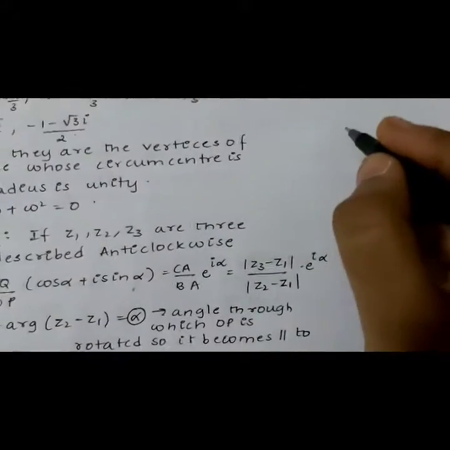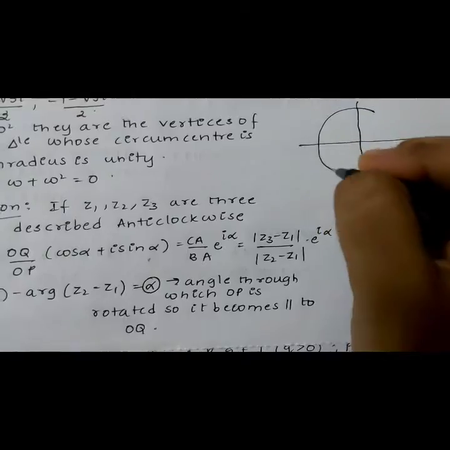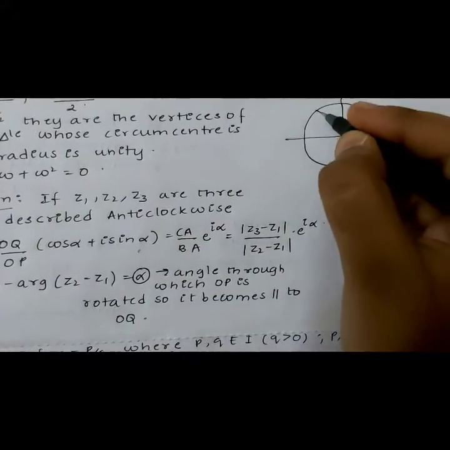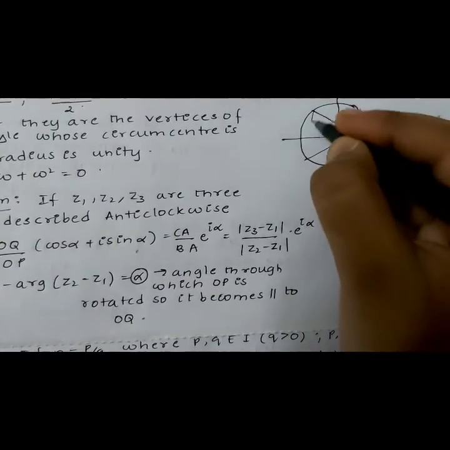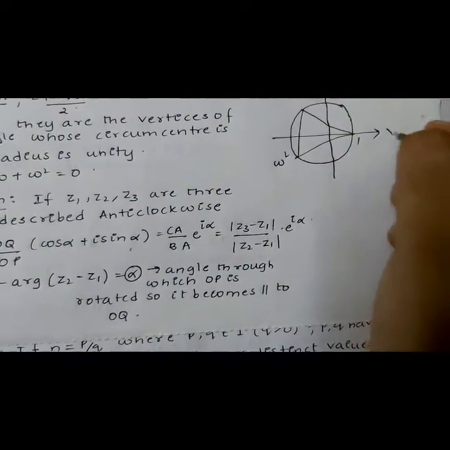This is represented on the plane as an equilateral triangle. This is omega, omega square and 1.